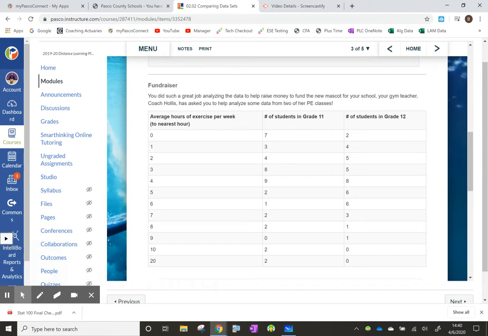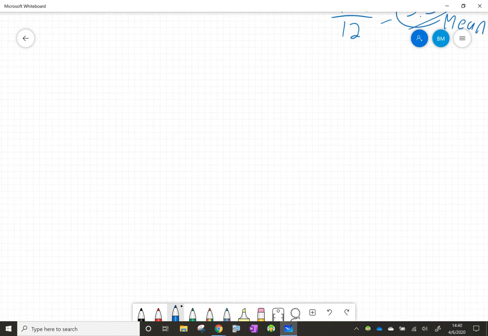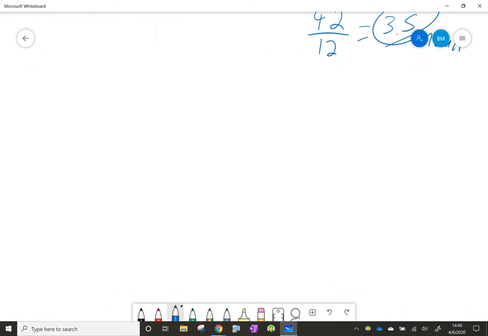Okay, welcome back. We're finishing up section 2.02. Now this table gave me a little bit of a confused face the first time I looked at it, but I think I figured it out now. So here's how we're going to do this. Let's look at grade 11 first.